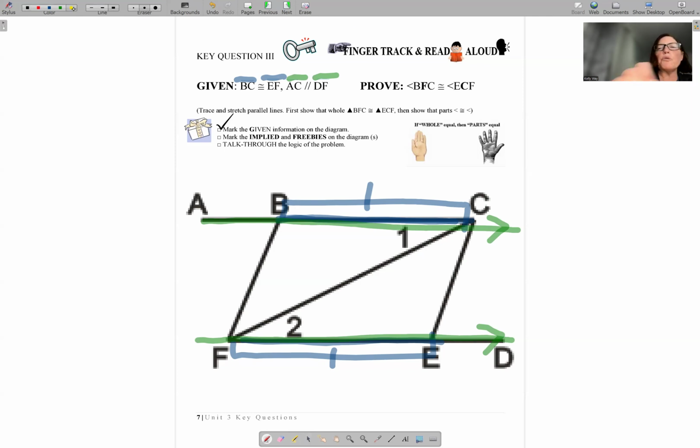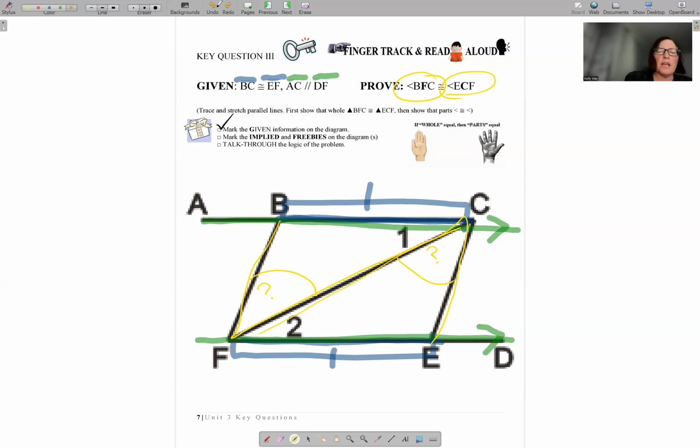What are we trying to prove? We're trying to prove the angle BFC, that's this angle, and ECF, this angle, that they are congruent. We're putting question marks there. Now, we cannot use armpits of the Z because armpits of the Z here would only work if I told you these were parallel. I don't tell you that.